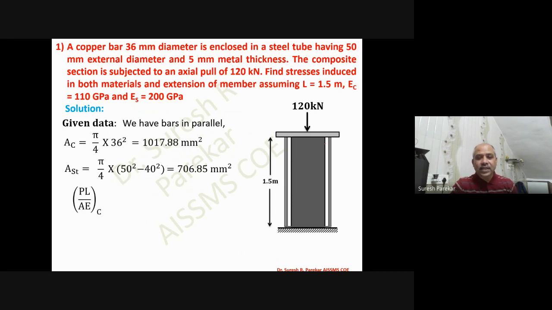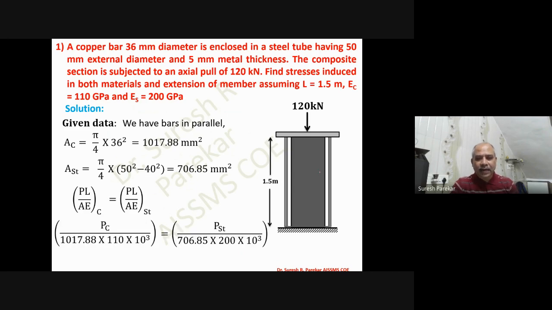Now we have this compatibility equation. The deformation of both should be the same because we have a rigid bar, or we can say we have a composite section, and therefore PL upon AE of copper equals PL upon AE of steel. The length is the same for both, so we cancel it, and from this we get the relationship between PC and PST, which is PC equal to 0.79 PST. Then we have PC plus PST equal to 120 kilonewton, because the total load will be shared by copper and steel.